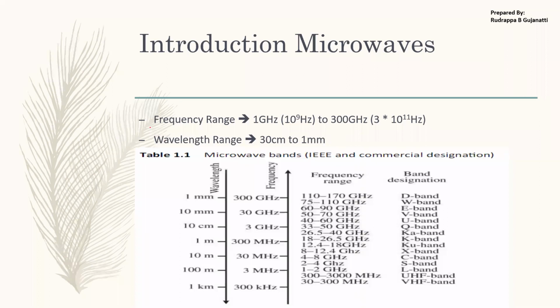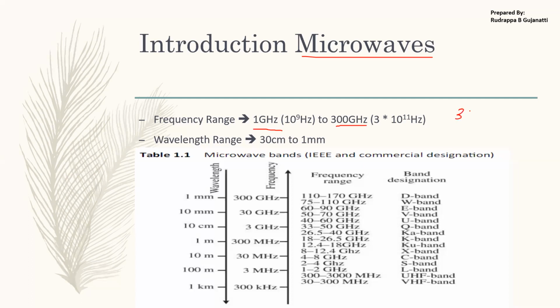So what is the frequency range of the microwaves? It is generally in the range of 1 gigahertz to 300 gigahertz. Remember, giga is 10 raised to 9. Mega is specified as 10 raised to 6. So I hope you remember these things. So the frequency range of microwaves is generally given as 1 gigahertz to 300 gigahertz.